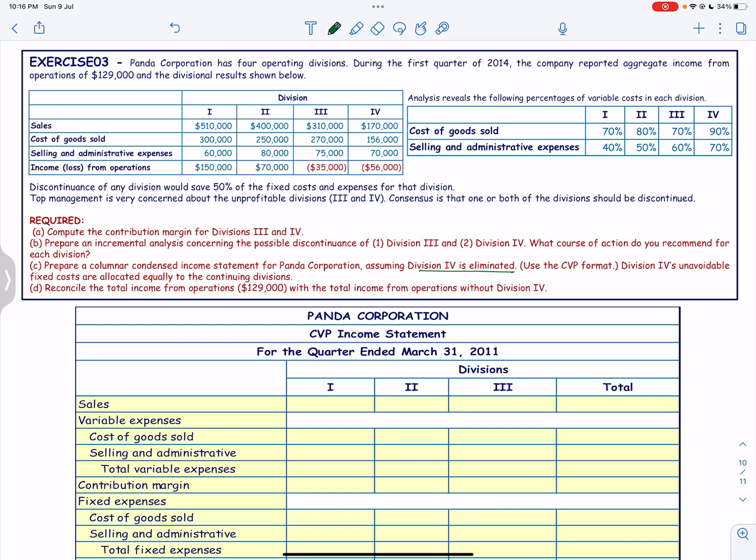So we have sales for division 1 510,000, division 2 400,000 and division 3 310,000. Then we have the variable expenses, and the variable expenses for division 1 are 70% of 300,000, that will give us 210,000. The selling and administrative are 40% of 60,000, that makes 24,000. So the total variable expenses are 234,000. And the contribution margin will be sales minus total variable cost, that is 276,000.